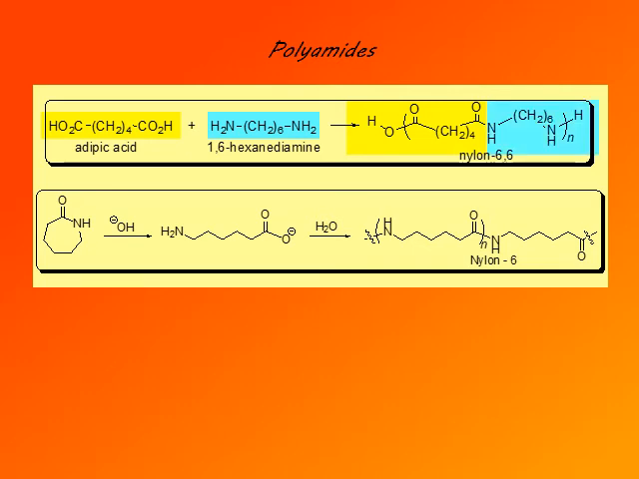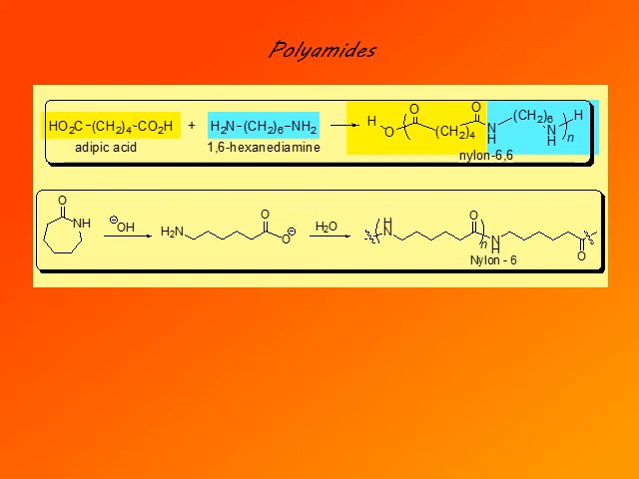Those polymers are called nylons. And nylons are designated with numbers. In this case, we have nylon 6,6. So first number indicates number of carbon atoms in dicarboxylic acid, and second, number of carbon atoms in amine. So nylon 6,6. Of course, we could make other nylons like nylon 6,4, nylon 4,4, and so on.